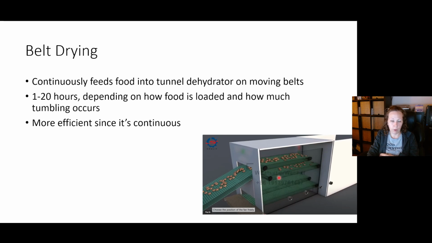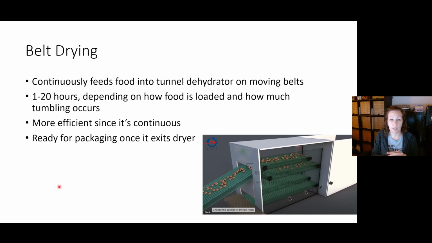No matter whether it takes the same amount of time or shorter versus the tray drying method, it's still going to be more efficient because it's continuous. You don't have to stop and push a loaded truck in and then pull it out when it's done. You don't have that downtime. You're just continuously adding food and receiving food on the other end that's ready to be packaged.